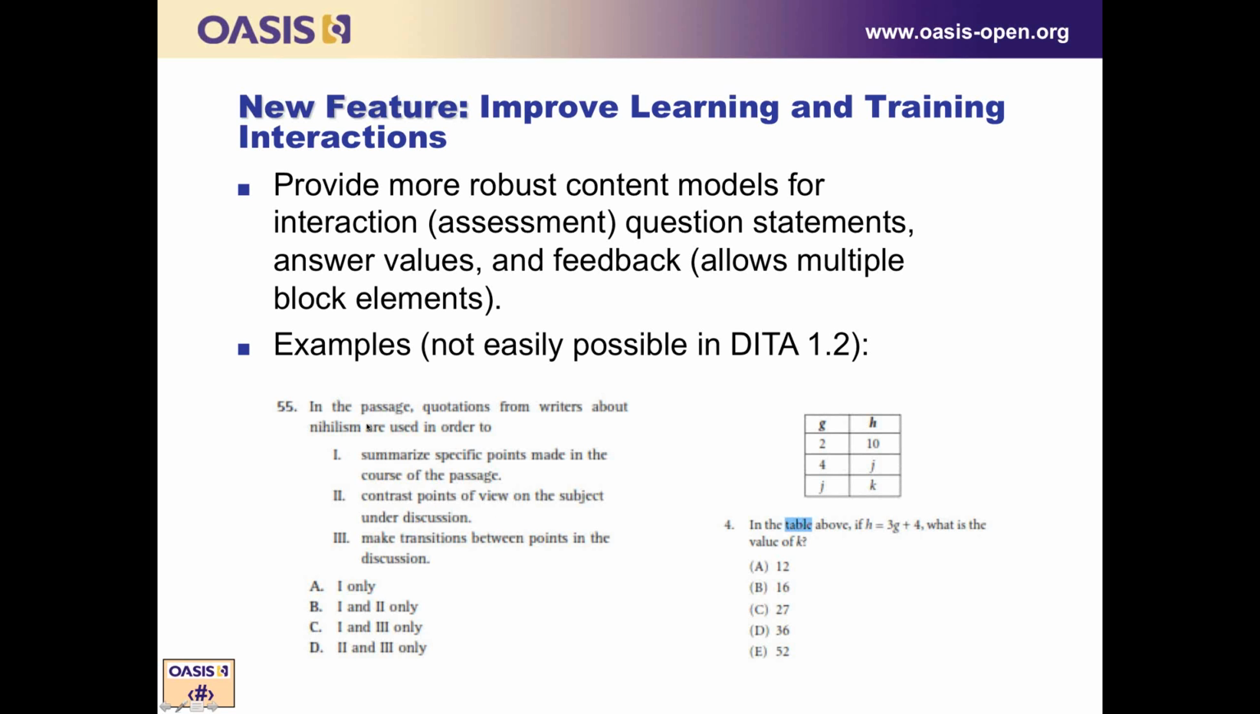Here, there's a question, there's a list of different points, and then there are the answers where somebody has to indicate which of the points above are correct. There's another example on the right where they have a table as part of the question, and then the participant has to choose an answer based on that table. These examples were really not easily possible in DITA 1.2 because you were not allowed to put a table or a list within a question.